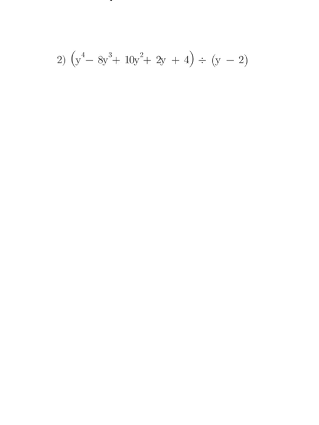For our second example, we're going to take y to the 4th minus 8y cubed plus 10y squared plus 2y plus 4 and divide it by y minus 2. So start out writing your coefficients and your constant of the dividend. So we're going to have 1, negative 8, 10, 2, 4. Over to the left, write the opposite of the constant. So it's going to be 2.